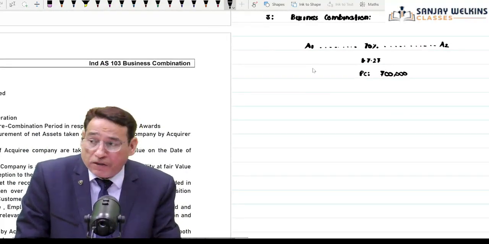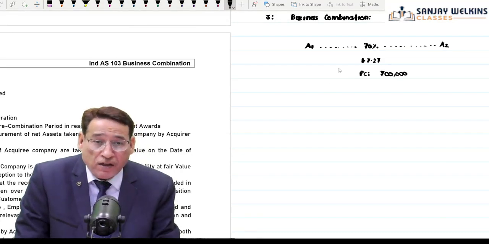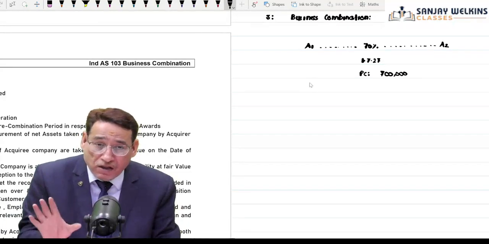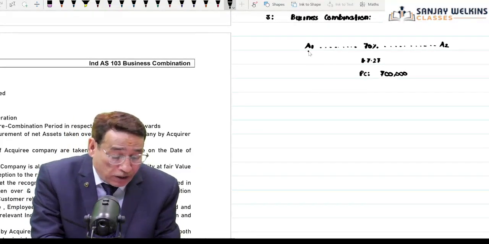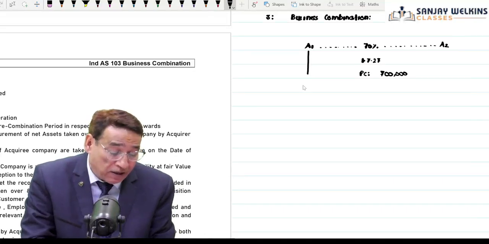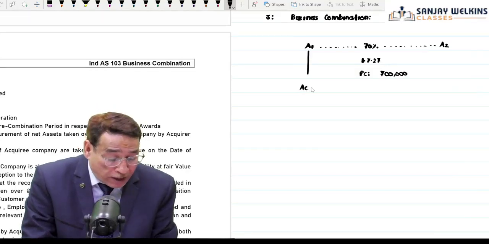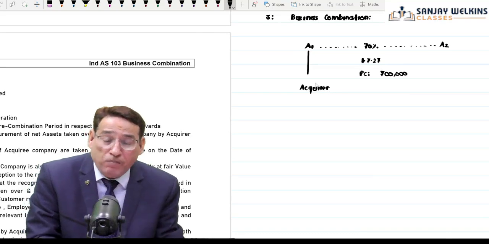So what do we mean by business combination now? In simple words, when an entity acquires control over the other entity, and you are able to get the control because you are having the 70% stakes. Is it clear to you or not? Because now you are having the control over the other enterprise, you will be considered as parent company or holding company or acquirer company. So when the acquirer obtains the control over the other entity, it is known as business combination.